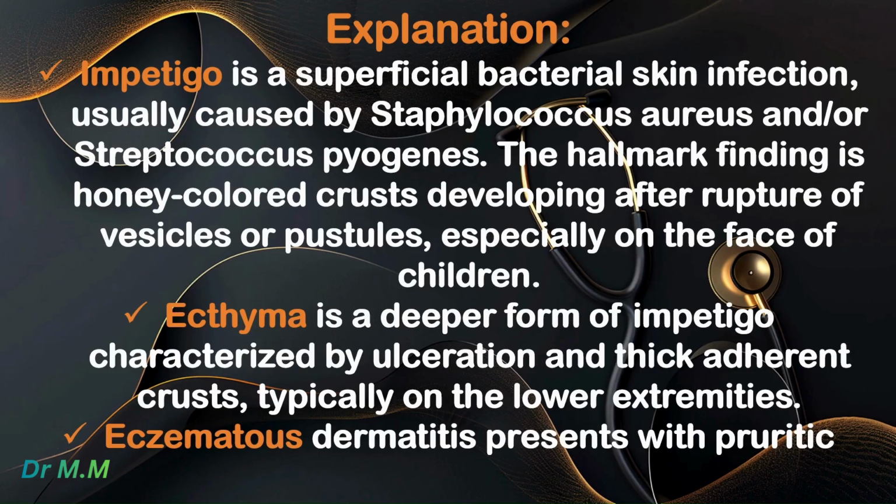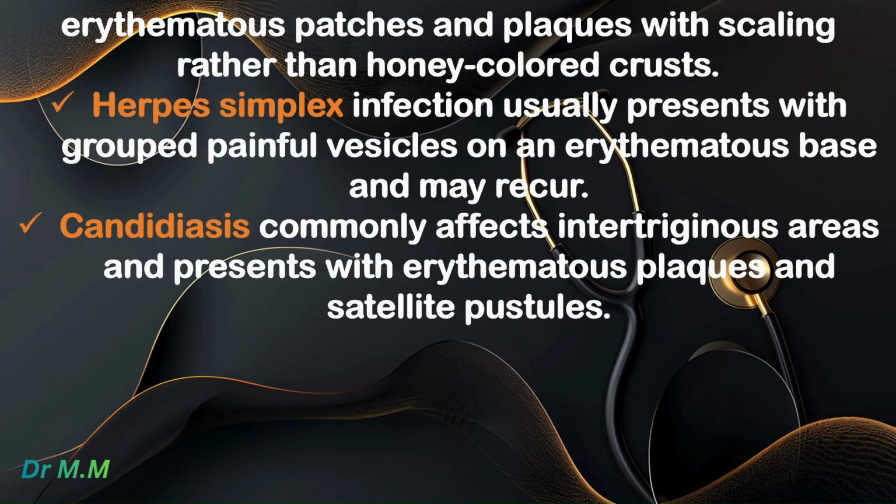Eczematous dermatitis presents with pruritic erythematous patches and plaques with scaling rather than honey-colored crusts. Herpes simplex infection usually presents with grouped painful vesicles on an erythematous base and may recur. Candidiasis commonly affects intertriginous areas and presents with erythematous plaques and satellite pustules.